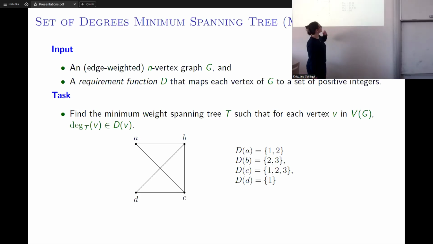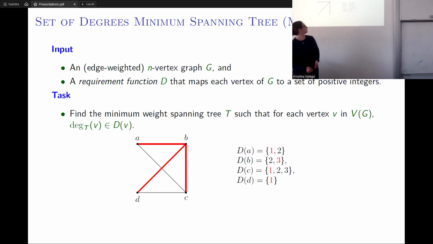So here is an example. We are given this graph, and for each vertex we are given some set of degrees that they're allowed to have, and all edges are of unit weight. And this is one solution, the red one. I don't know if you can see, but we satisfy all the degree constraints. So for example, the degree of vertex A in this tree is 1, the degree of B is 3, and so on. And you see that all these degrees are in the lists of allowed degrees of each vertex.